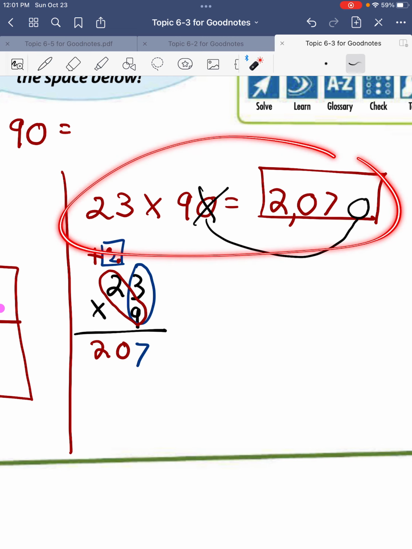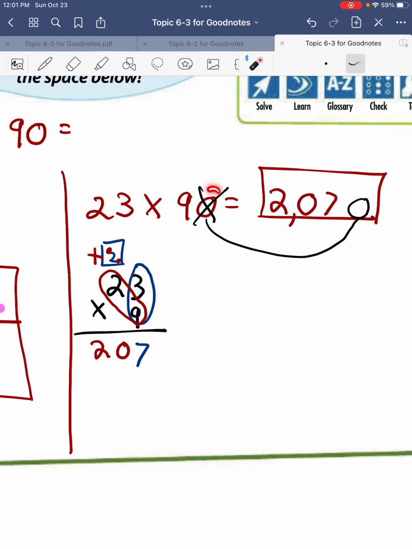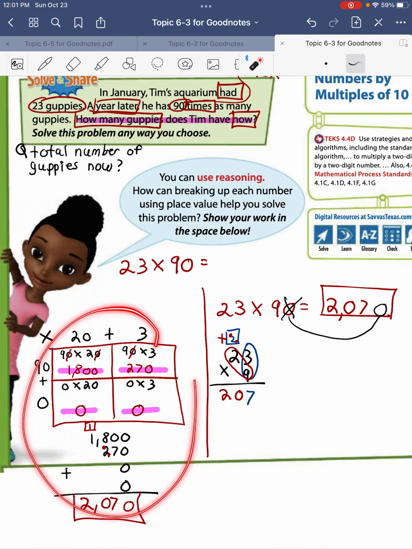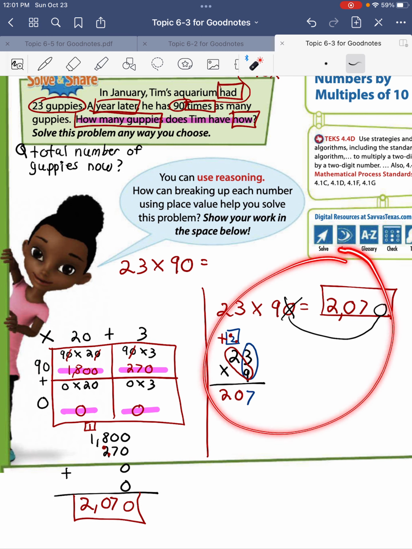Now, this only works if you have an egg at the end of the number. It only works if an egg is at the end of the number, okay? But I just wanted to show you that you can still do the box way. You get the same answer. It's just this way is faster.